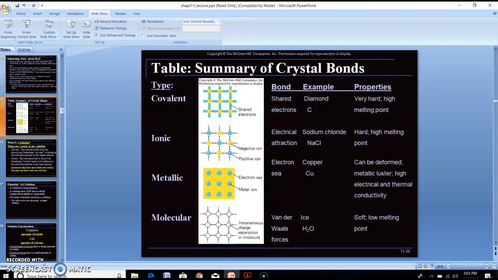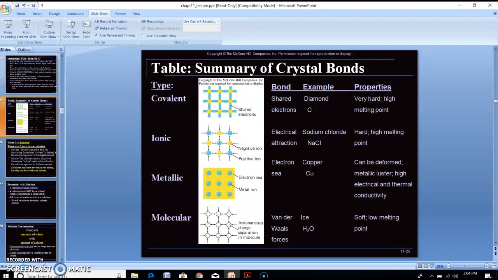Metallic crystals are formed by electron sharing, and examples of these metallic crystals are copper, and they can be deformed. The properties of metallic crystals are metallic luster, and high electrical and thermal conductivity.